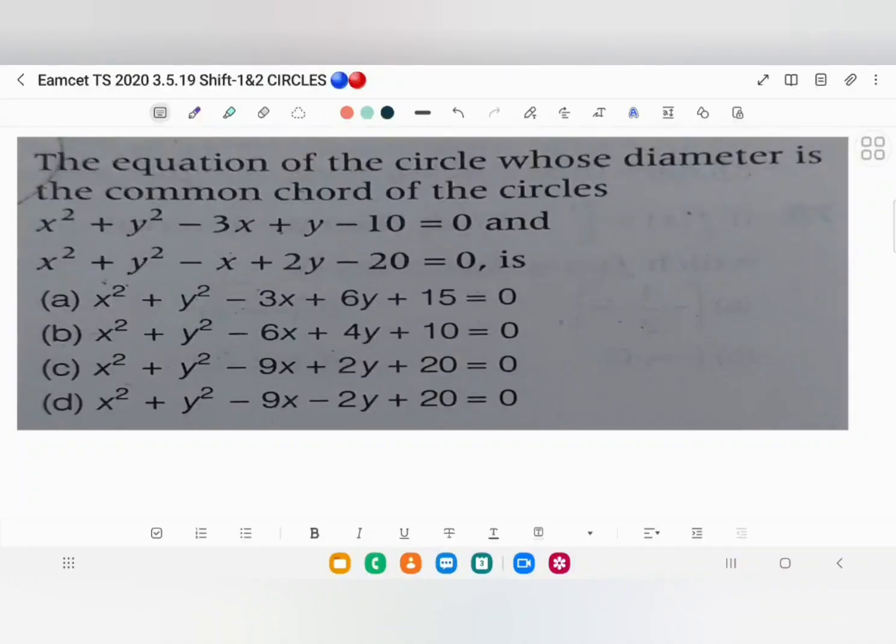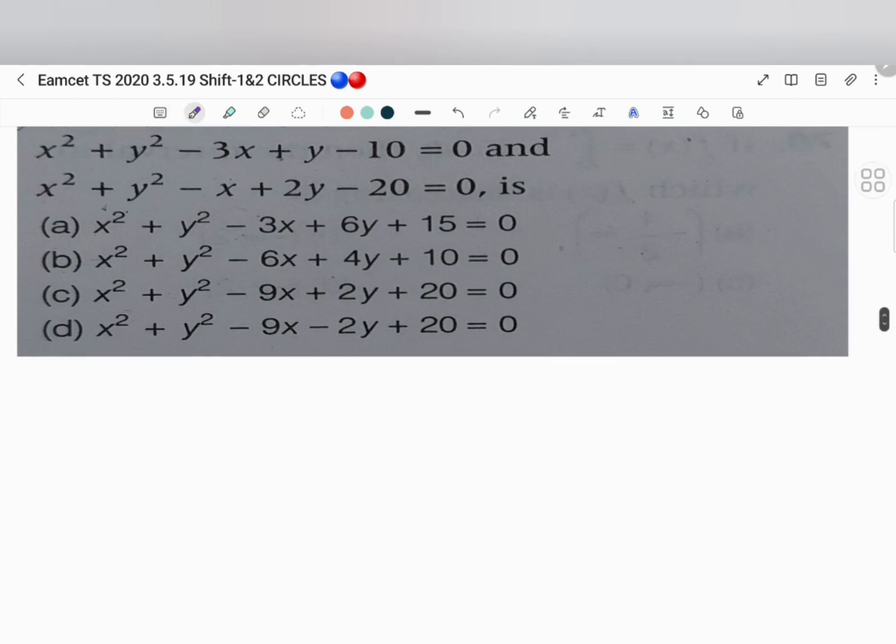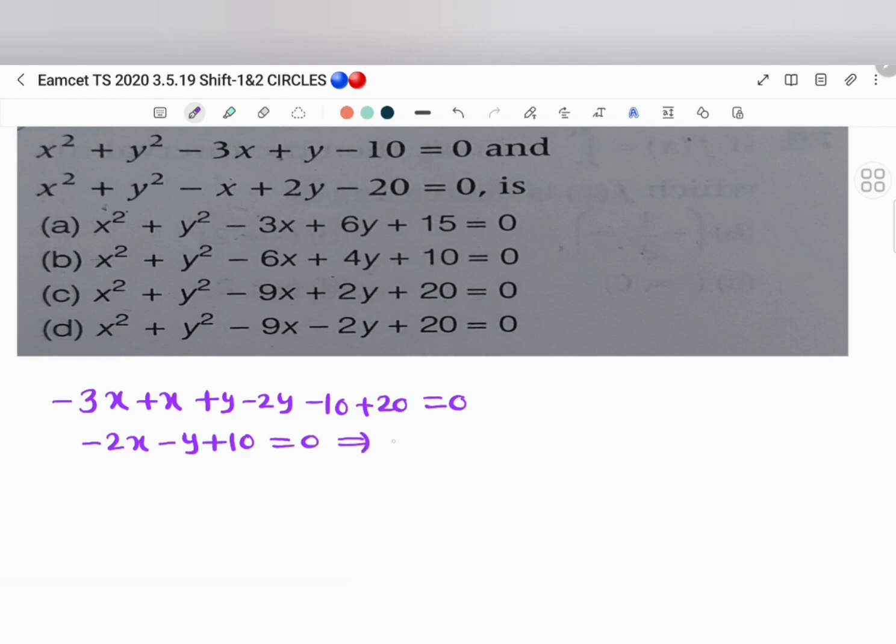The next question. The equation of the circle whose diameter is the common chord of the circles is. So first what we have to do is calculate the common chord of the circles, dear students. Common chord means S minus S dash. So first circle minus second circle. This is S1, this is S2. So directly I am doing x square minus x square 0, y square minus y square 0. So minus 3x plus x. Next plus y minus 2y minus 10 plus 20 is equal to 0. So minus 2x minus y plus 10 equal to 0. So that implies that 2x plus y minus 10 equal to 0.